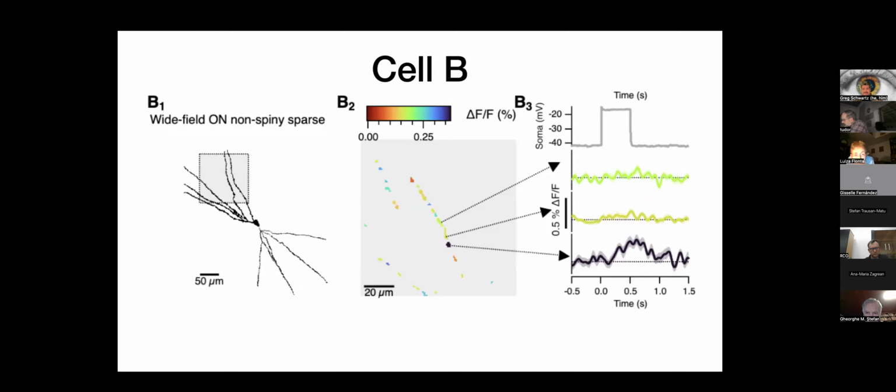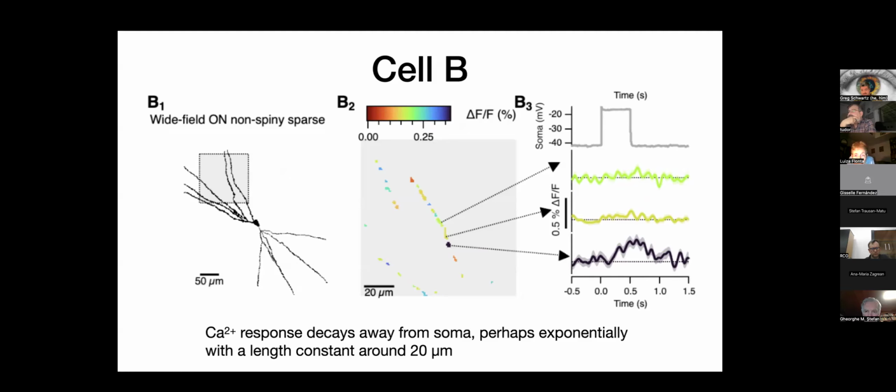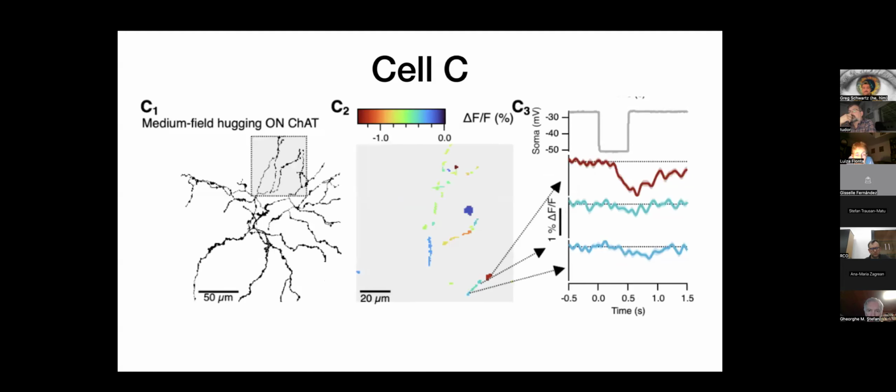Here's a different looking cell. This is a wide field non-spiny sparse. This is one of these non-branching ones. So here's a piece of its neurites with these soma injections. And here it does look like we have a strong signal near the soma that then decays pretty rapidly. So this one does look like it decays away from the soma, perhaps in a simple exponential way, with a length constant maybe around 20 microns or so. So this is like, I guess, the most normal in a sense. That's sort of a small length constant, but it's what we might expect.